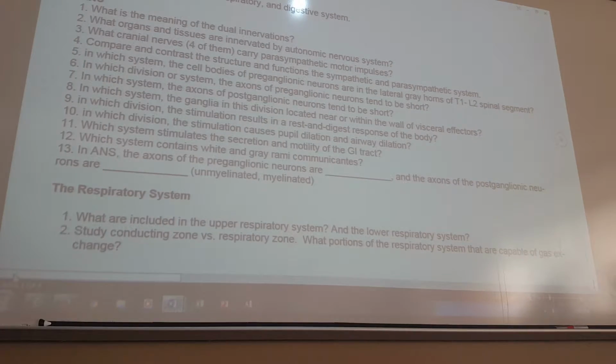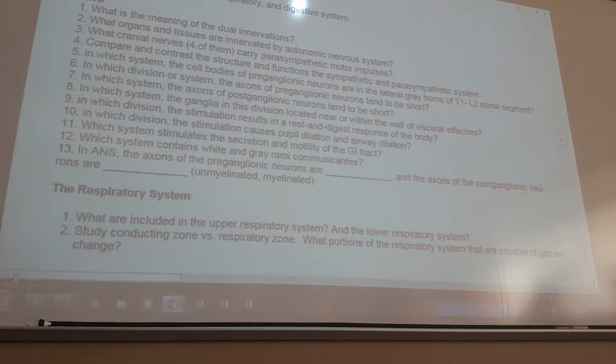What's happening is your study guide has a slightly different answer, because of the different way of framing question number 2. Let's look at number 1. Upper respiratory is anything down to the pharynx, so anything below the pharynx is the lower respiratory. And then question number 2. I didn't really update your study guide.